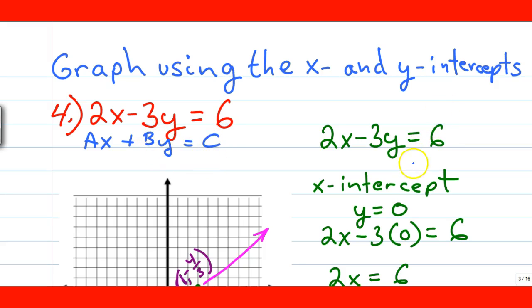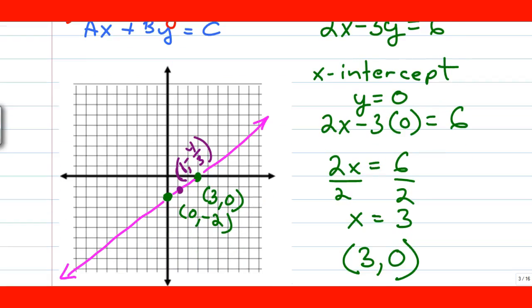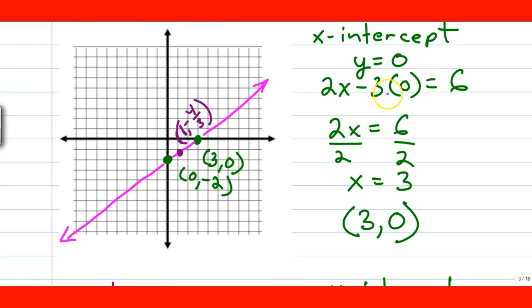For this one, to calculate the x-intercept, we would plug in a 0 on the y position and solve. So I'm going to take my formula, plug it down here, and write it out, putting a 0 in the y position and solving for x. So I end up with 2x minus 3 times 0 equals 6. The 3 times 0 goes down to 0, so I'm left with 2x equals 6.